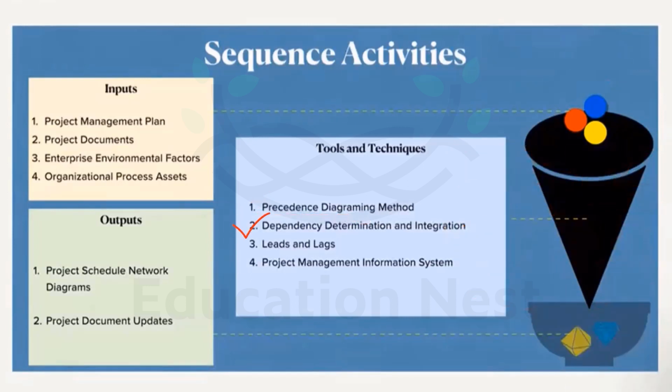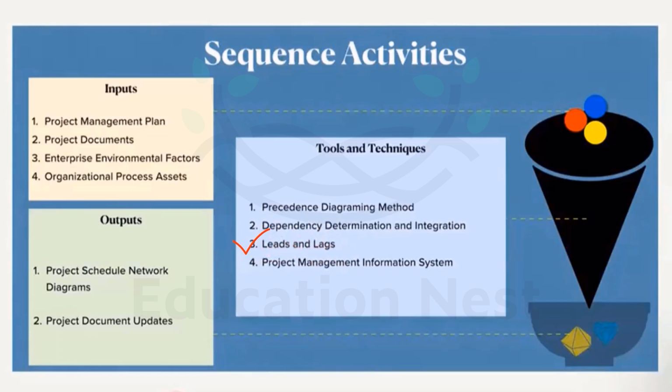Dependency determination and integration. So what are we talking about here? These are all mandatory, discretionary, and external dependencies, where we have no control over some of them. I think you know what I'm trying to say here. On what activities are we dependent? We are dependent on legal requirements. We are dependent on discretionary requirements. What do we mean by discretionary? These are the best practices. So whatever activities we are dependent on, we have to identify.